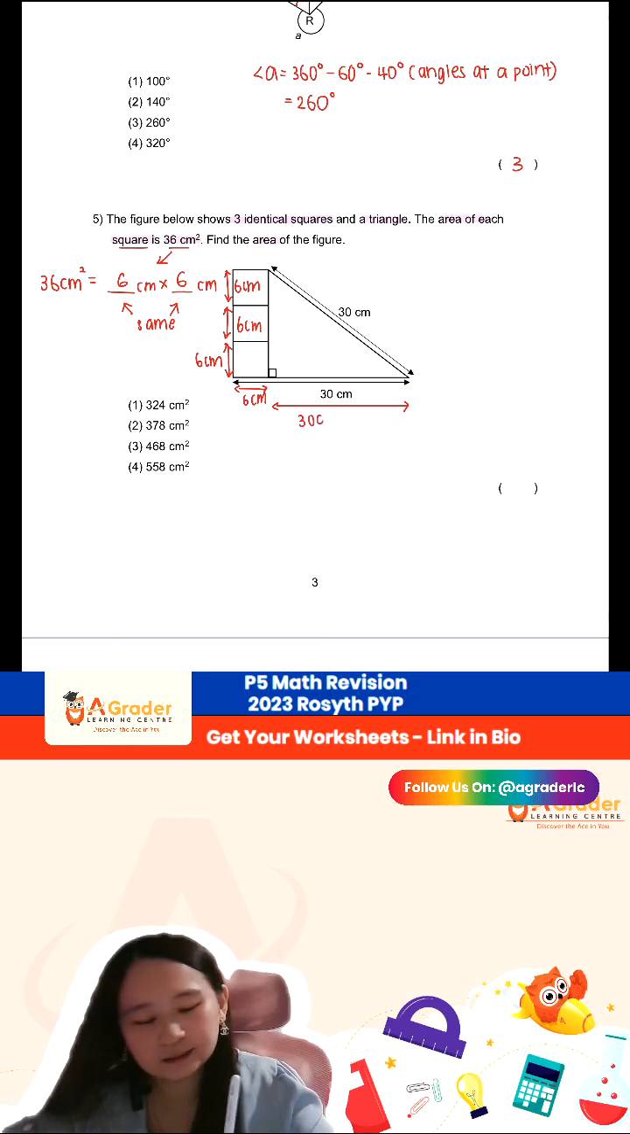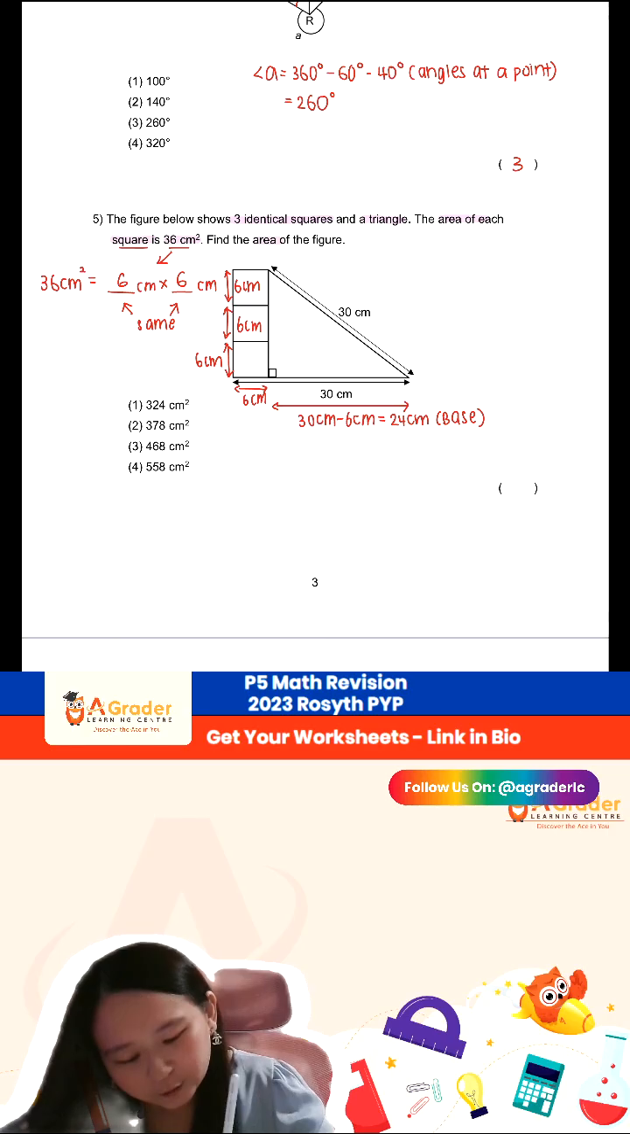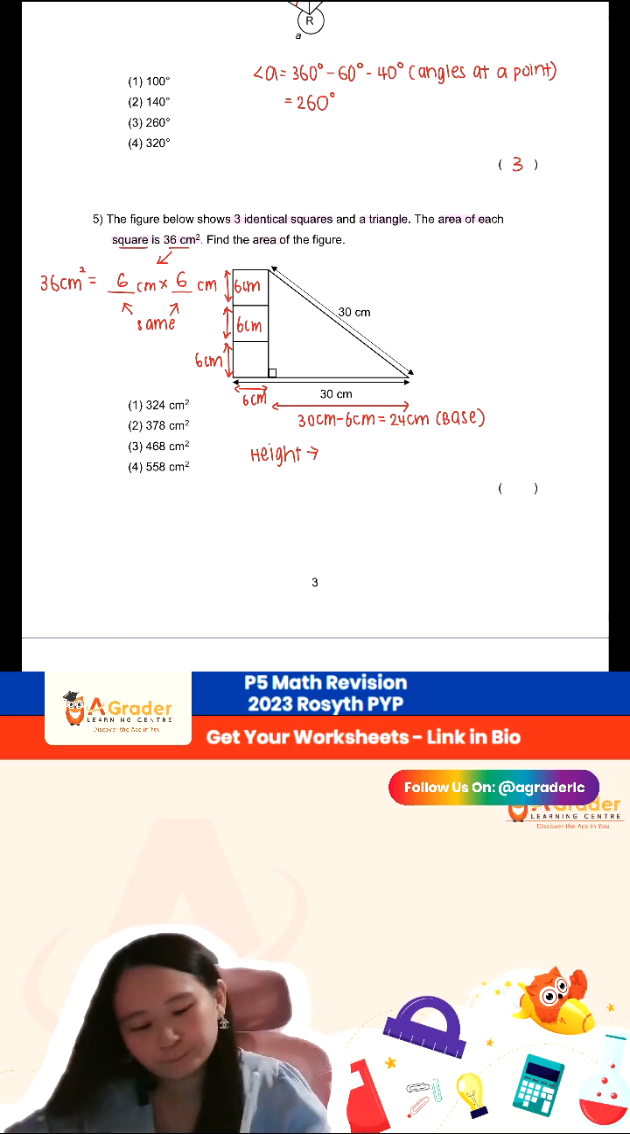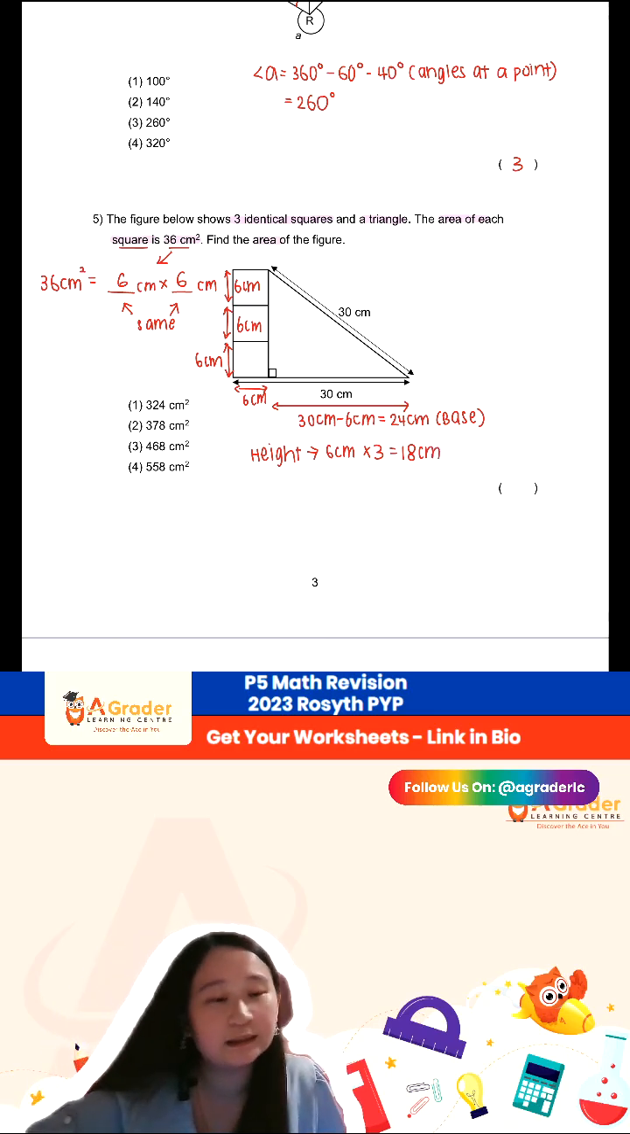We can take 30 cm minus 6 cm. We get 24 cm. This is the base of the triangle. We can also find the height of the triangle. The height of the triangle comprises 3 6-centimeter sides. So the height of the triangle is 18 cm.